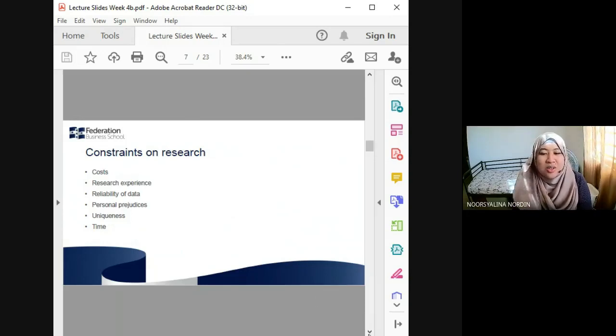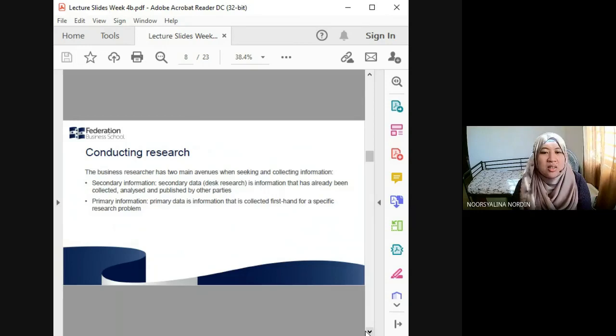All right, so we go with conducting research. The business researcher has two main avenues when seeking and collecting information. So this is a part of when we become a researcher.